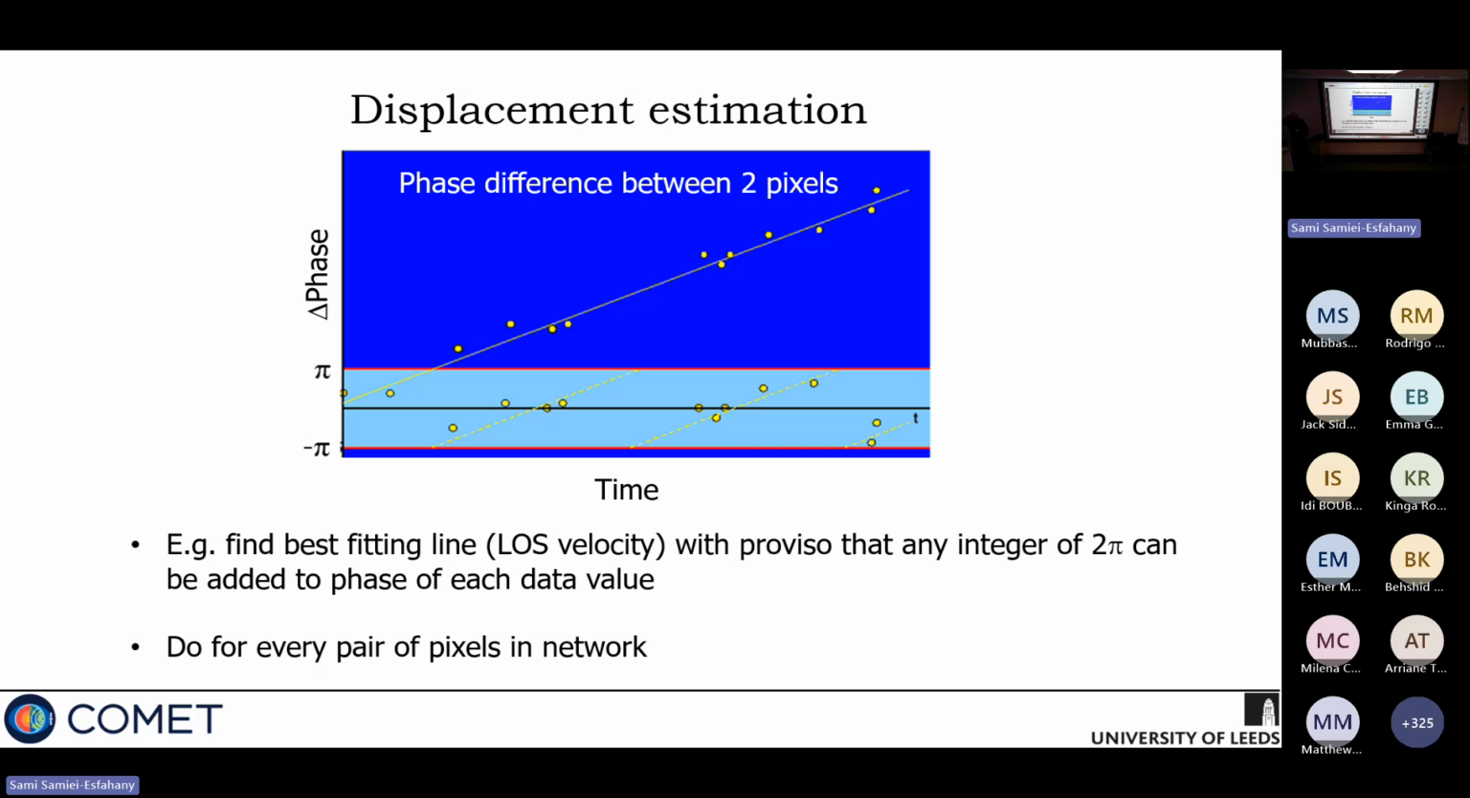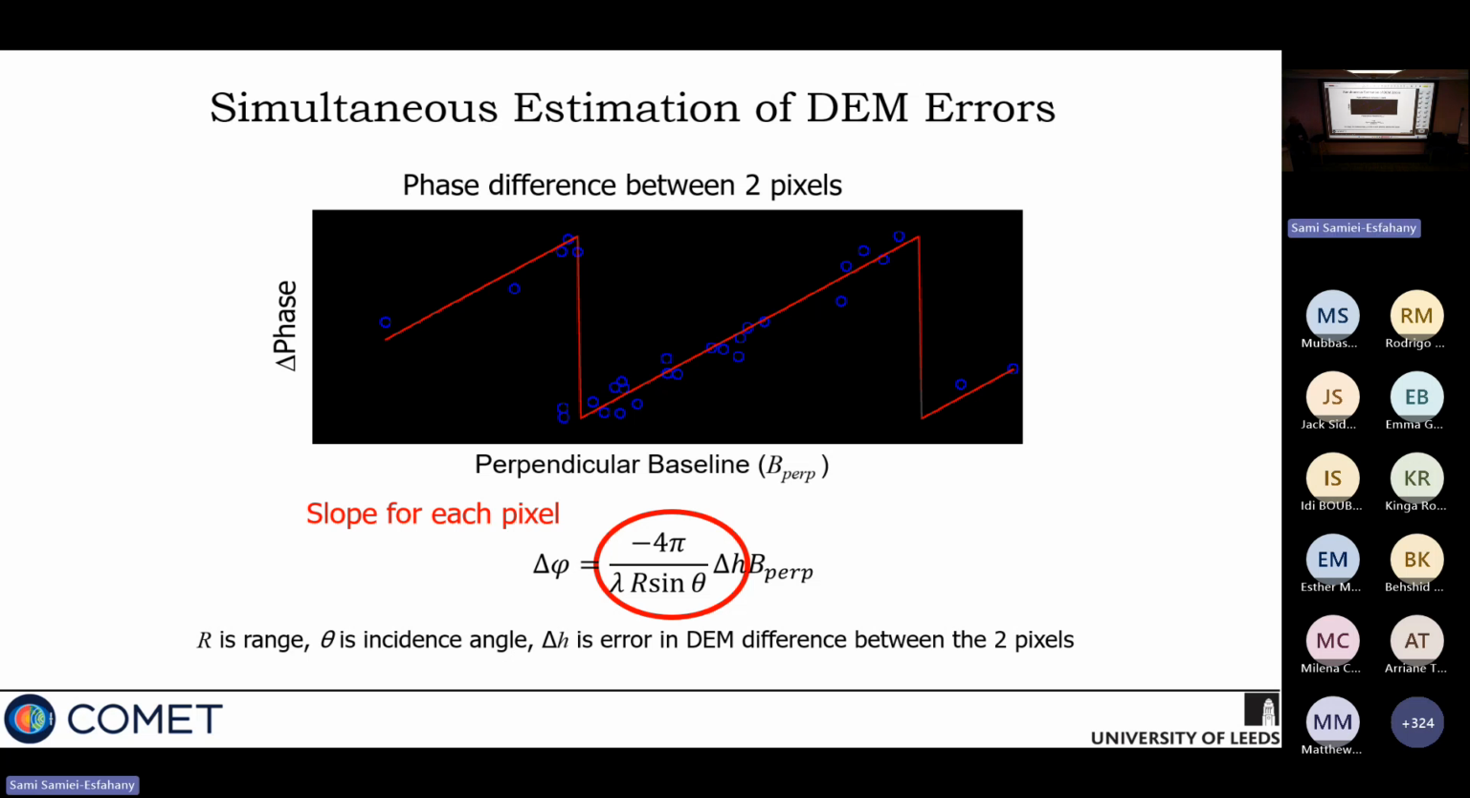Okay, so this is done for every pair of pixels. These are your candidate PS candidates. The other thing you need to do at the same time is fit a model for the DEM error. And again, this is actually another straight line. I'm not showing you the unwrapped version, it's just the wrapped version now. But these are the pixels, and I think you can see actually better in this case that this line fits very nicely. You allow for the fact that it's wrapped at that point there.